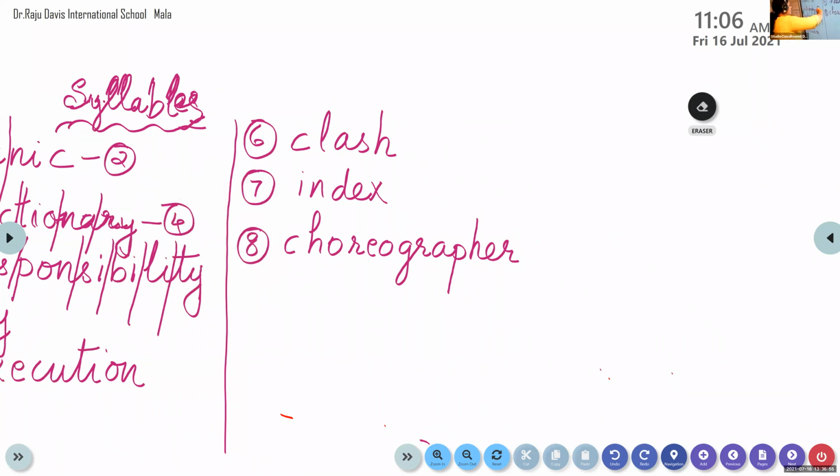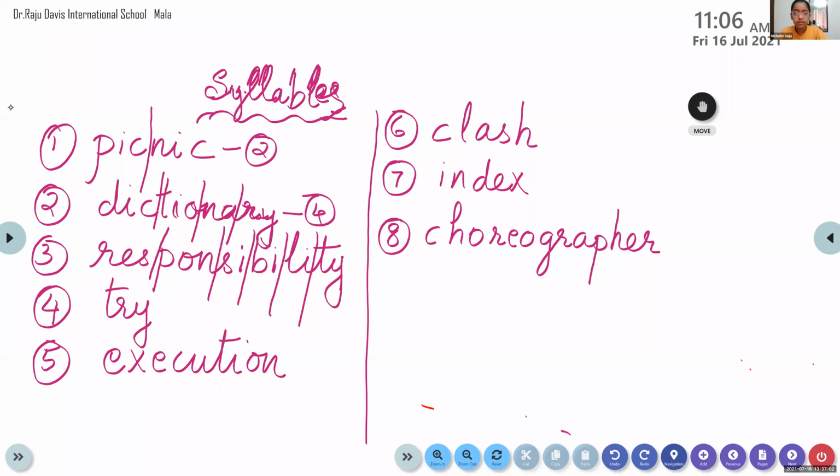Screen is keeping on moving. Okay. Are you able to see the board? Yes, ma'am. Okay.